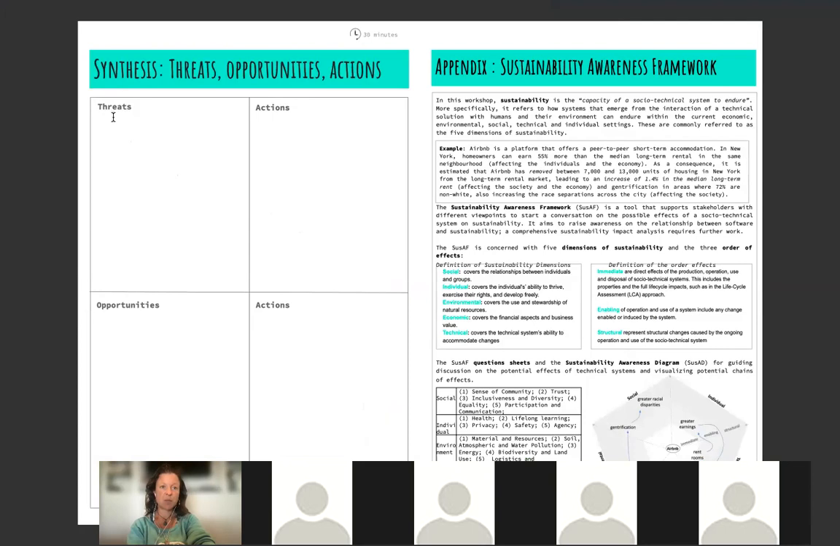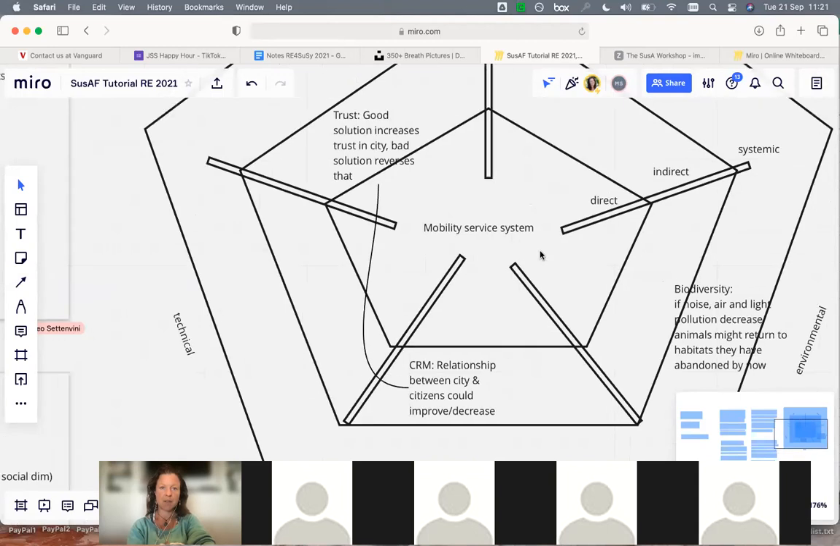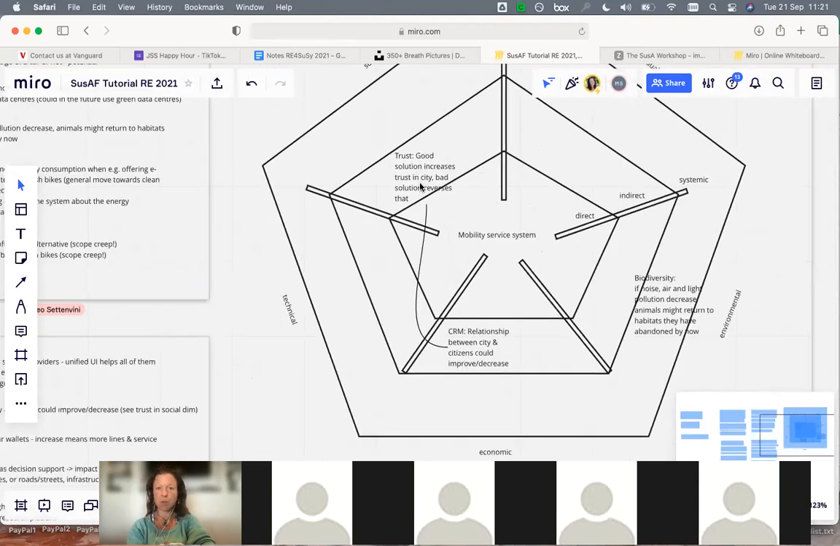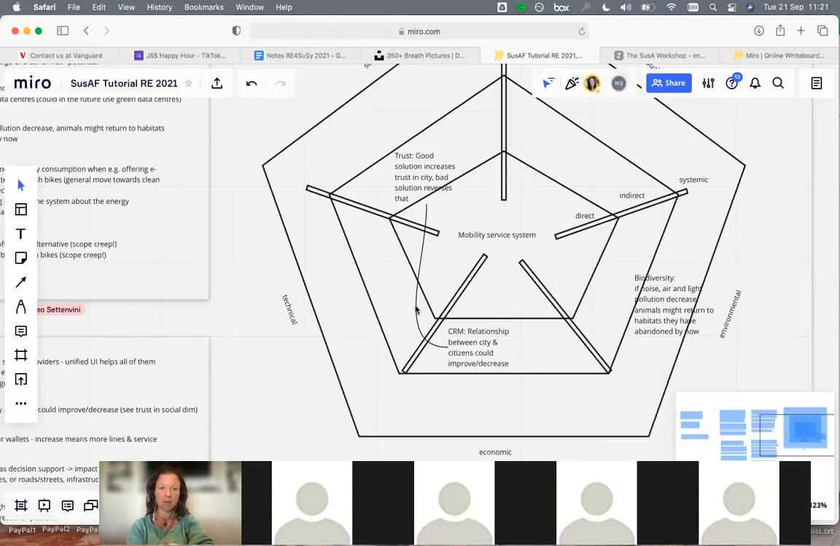So the threats would be the risks that are inherent, so some of the potential negative effects that could be happening. For example, we have a bad implementation, and that decreases the trust of people in the city. We could say that is one of the threats, and what could be an action to mitigate that. And then one of the opportunities is to say, this could potentially increase biodiversity in the future again. So what is one of the actions, how we could further support this? So that's the last piece.